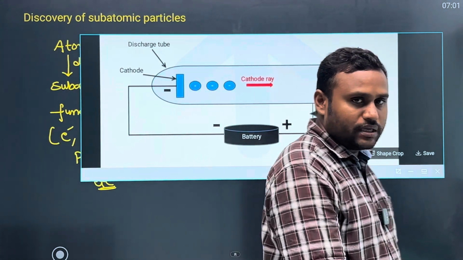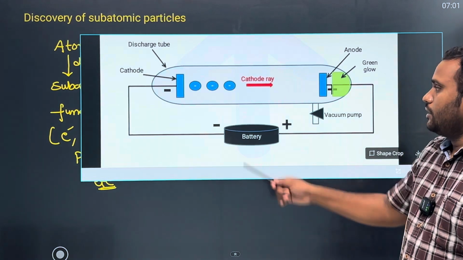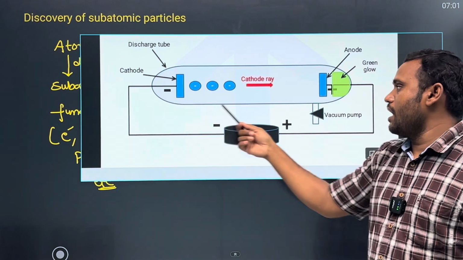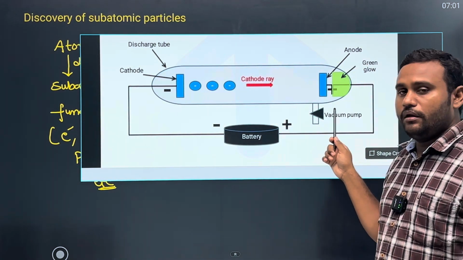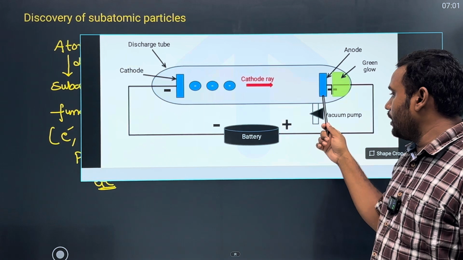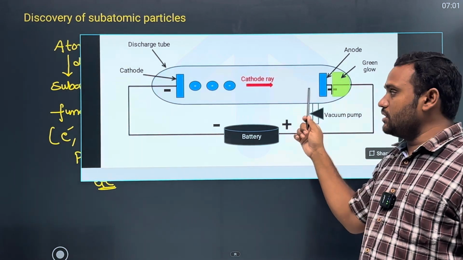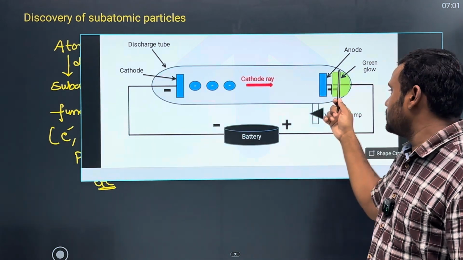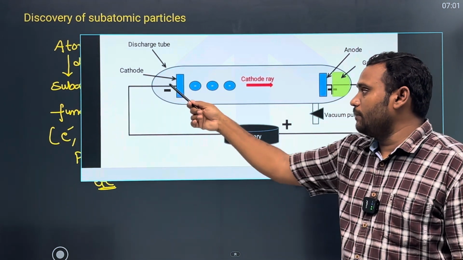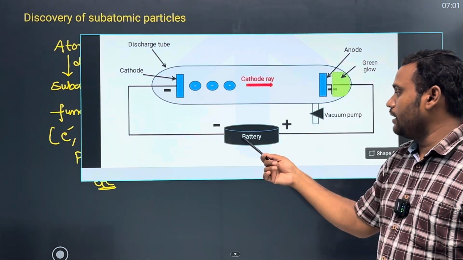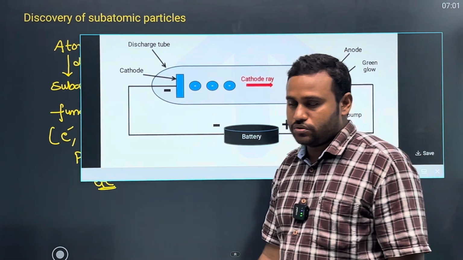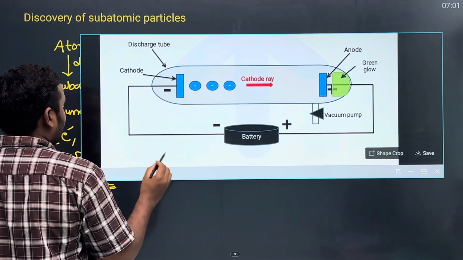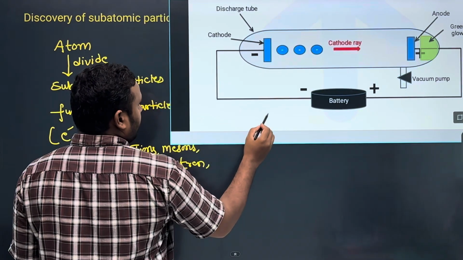Okay, so what is the structure of the discharge ray tube? The discharge ray tube is made up of a glass tube which has one opening here. From this opening, we can control the pressure inside the glass tube, and two electrodes are sealed in it. Sealed in it means two metallic plates are sealed in it. They are connected to a very high voltage source.